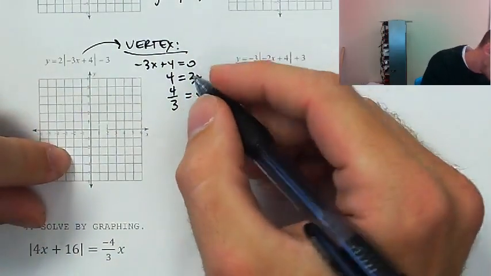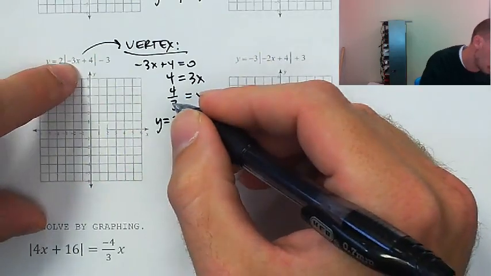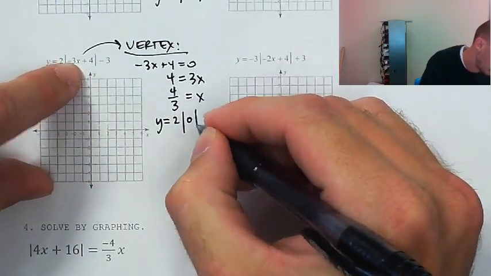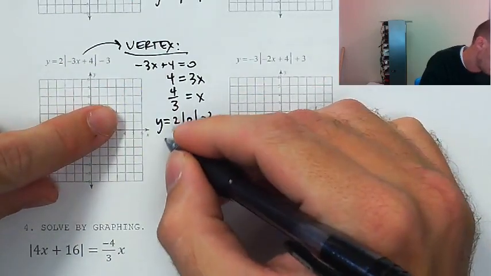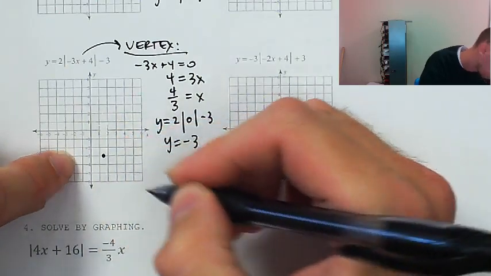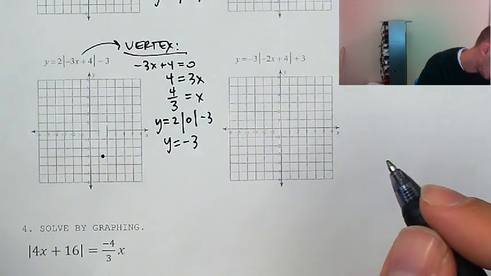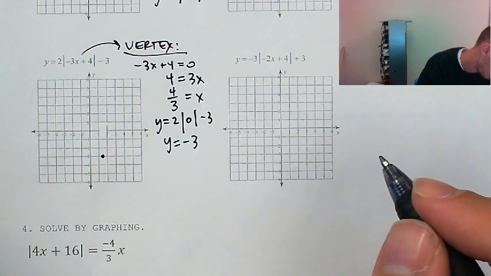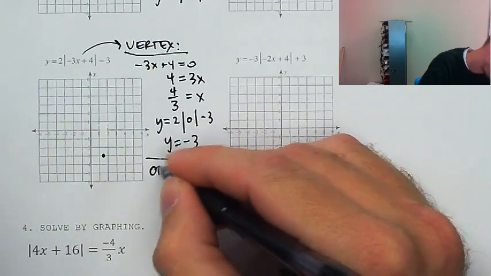No harm, no foul. So the y-coordinate is going to be 2 times the absolute value of, when I put in 4/3 there, I better be taking the absolute value of 0. That's what causes the vertex in the first place. Minus 3, so I've got y = -3. So 4/3 and -3. All right, and let's see, 4/3, goodness. I'm just going to choose x = 0 for my other point.